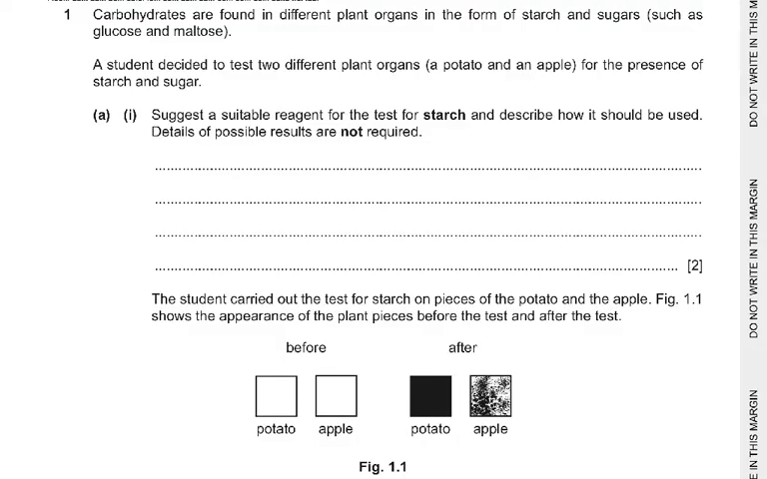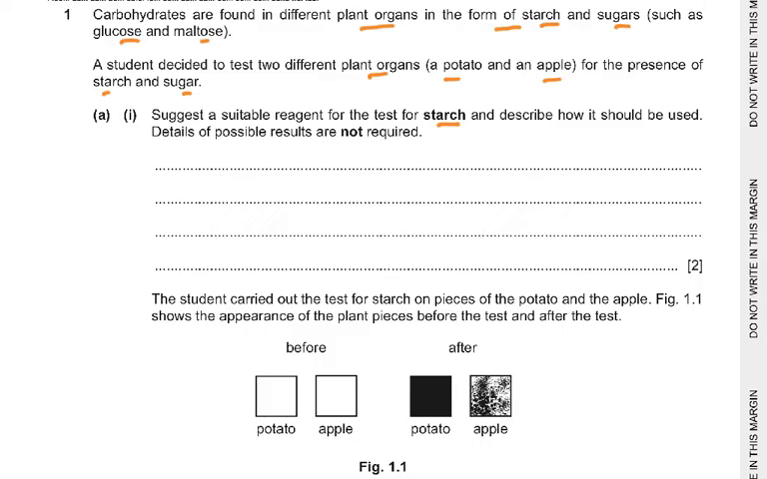Question number 1. Carbohydrates are found in different plant organs in the form of starch and sugar, such as glucose and maltose. A student decided to test two different plant organs, a potato and an apple, for the presence of starch and sugar. Suggest a suitable reagent for the test of starch and describe how it should be used. Details of possible results are not required.